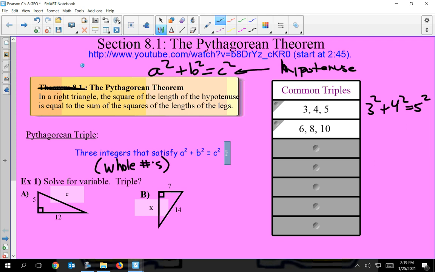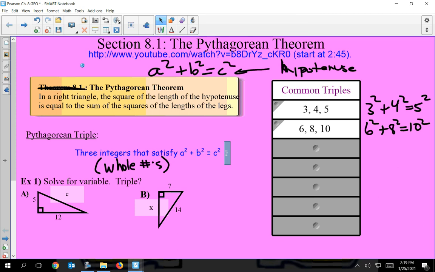The second one, which is one that we get a lot as we go through things, is this. I'm going to make sure that 10 is my c because it's the longest side of what they've given me. 6 squared is 36, 8 squared is 64, 36 plus 64 is 100, and 10 squared is 100, okay? So those two you'll see a lot as we go through chapter 8, okay?